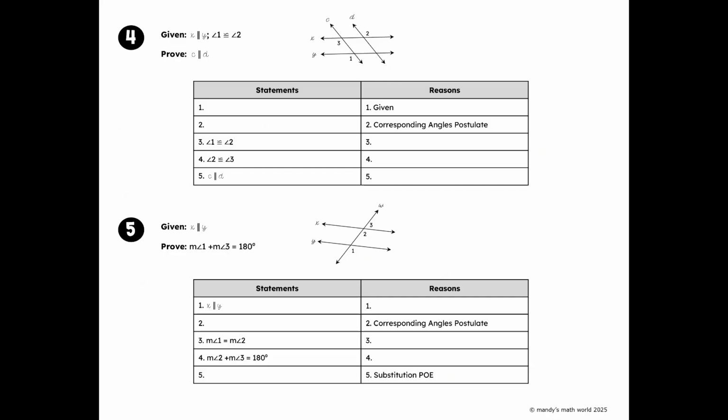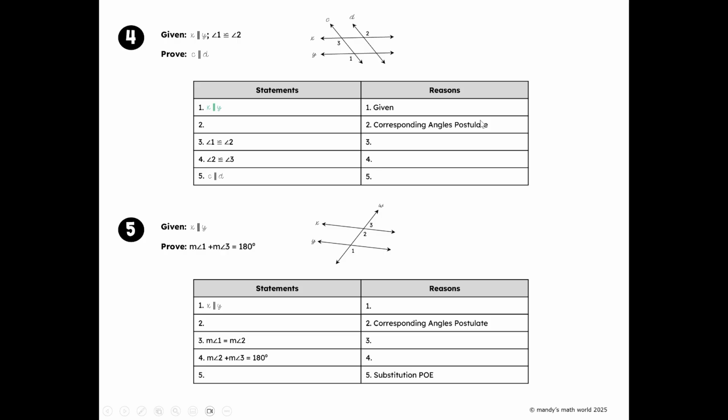Let's move on to example number 4. We are given that line X is parallel to line Y. We're also given that angle 1 is congruent to angle 2. We're asked to prove line C is parallel to line D. Well, let's start with what we're given. We're given that line X is parallel to line Y.